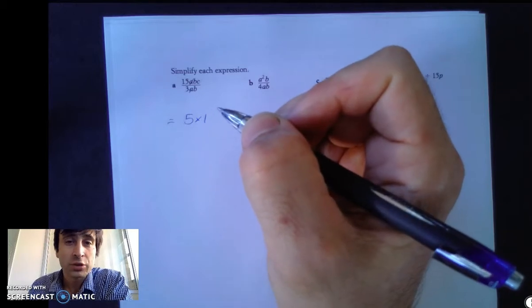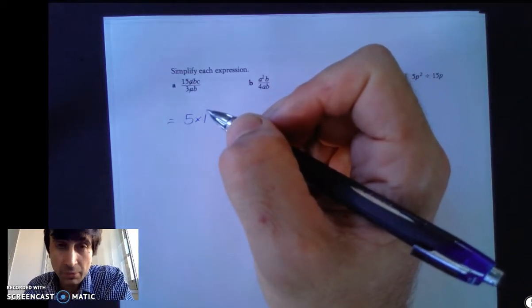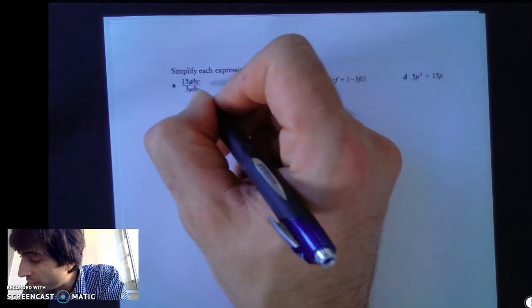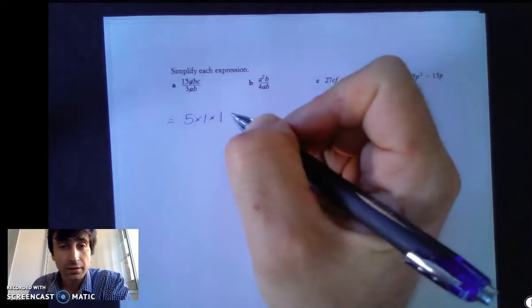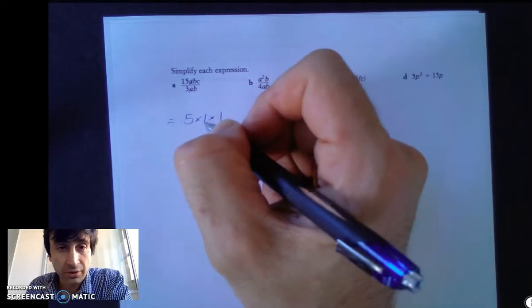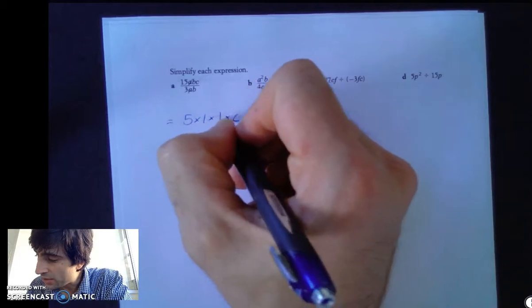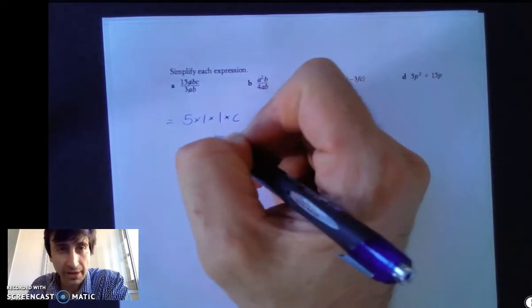Because 2 divided by 2 is 1. 3 divided by 3 is 1. B divided by B is 1. Oh, I just gave you the next one. B divided by B is 1. And then C, well, it's not divided by anything. Now I put those ones there just to show you that anything divided by itself cancels out to make 1.